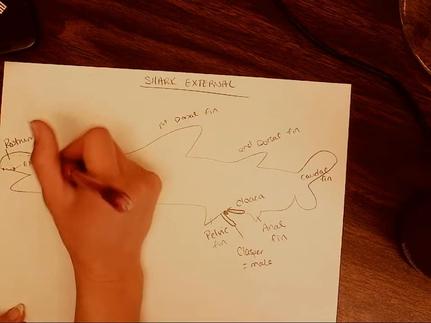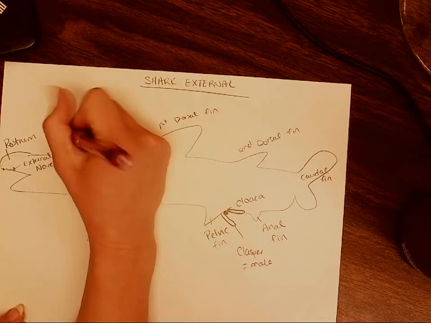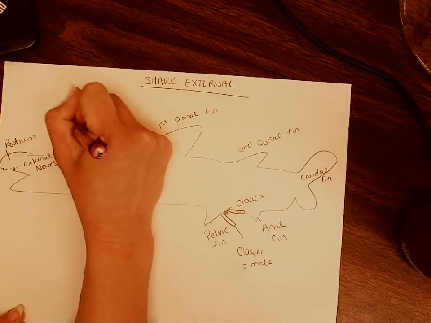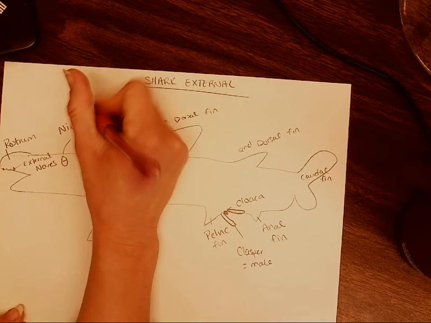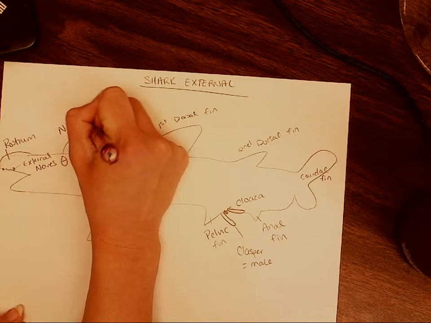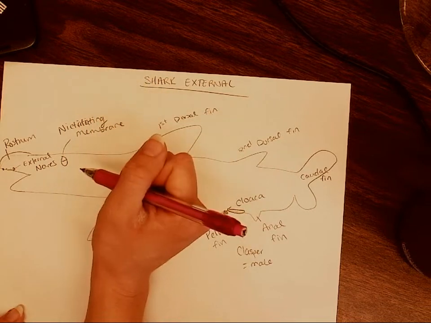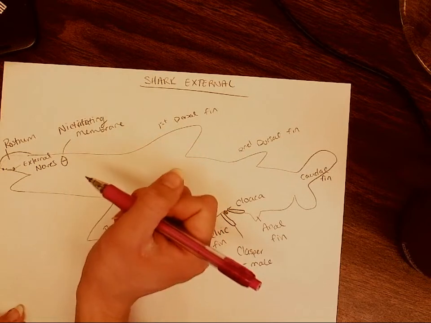Now that I've kind of drawn over this here, we can put our eye on here, and the covering of the eye is the nictitating membrane. Spelling that right? Just like we saw with the frog, the nictitating membrane is here to act as a swim goggle.